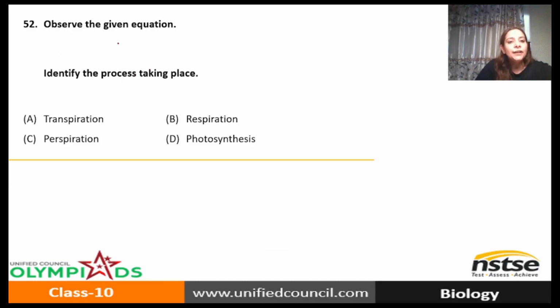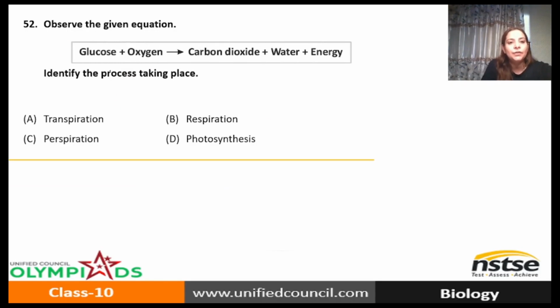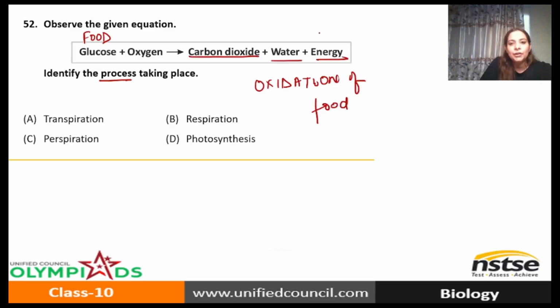Next, observe the given equation. So here we have an equation: glucose plus oxygen forming carbon dioxide plus water plus energy. We need to identify the process. Now let me tell you, glucose is the stored form of food. Oxygen, that we inhale, and breaking down of glucose. So basically in this reaction, oxidation of food is taking place. Food is broken down to form carbon dioxide, water and energy. And energy is produced in the form of ATP, adenosine triphosphate.